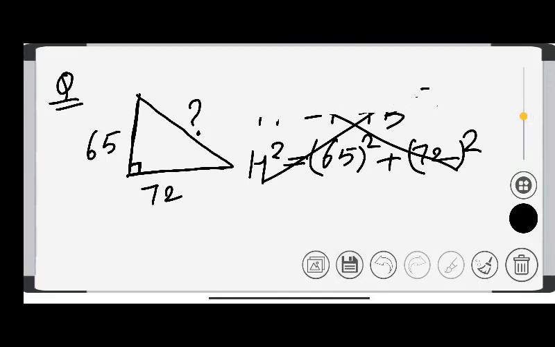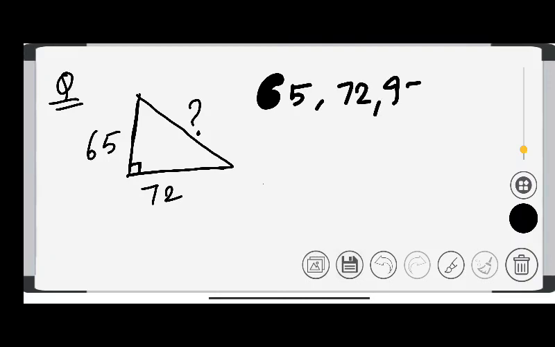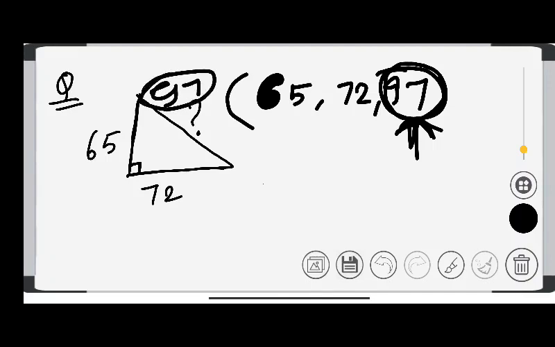So let's deal with the triplet. Do you remember that formula? Or do you remember the triplet? That is 65, 72 and this one is 97. So if you have remembered the triplet, recalling it again and again, you will be able to do it faster, without doing anything.